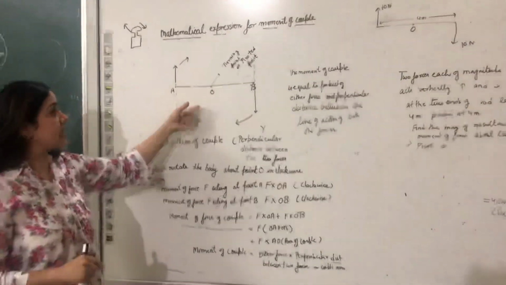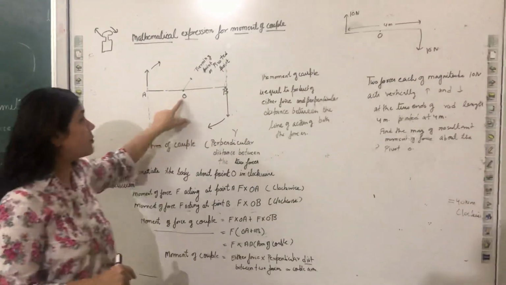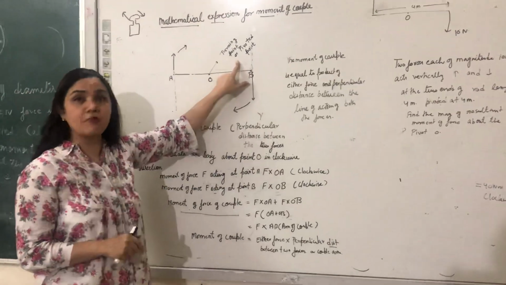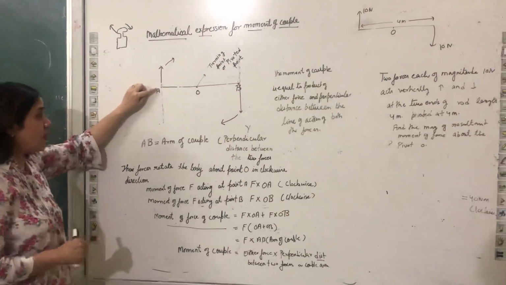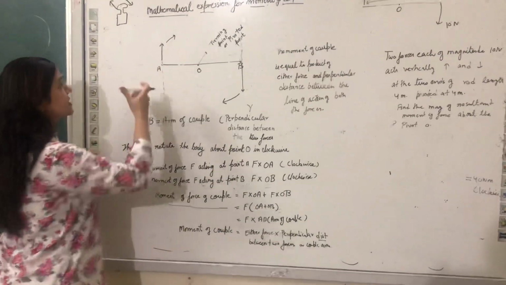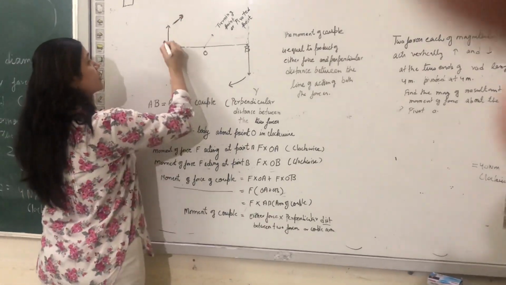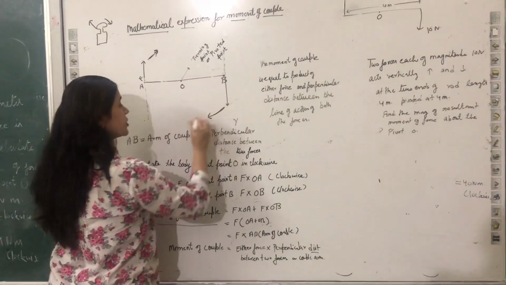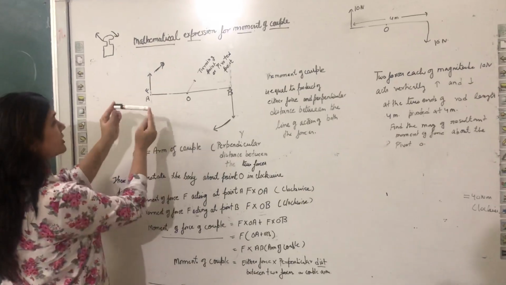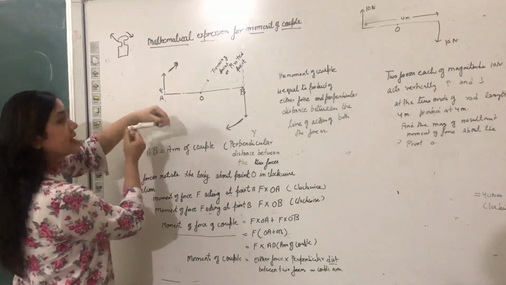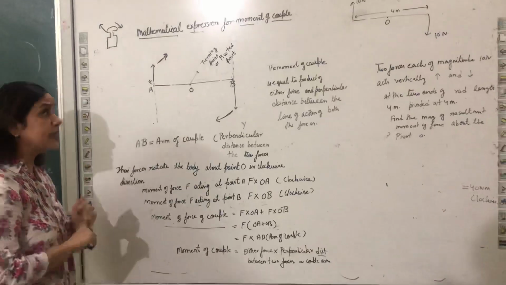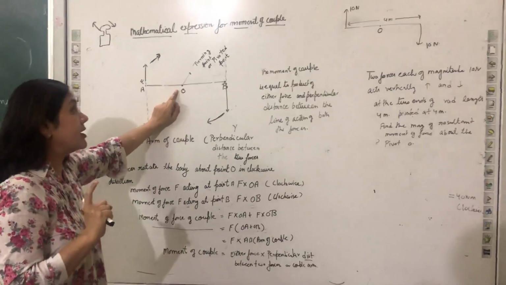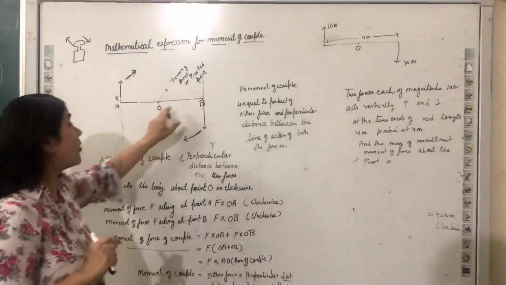As I have given the example, this rod AB and this point O, this is the turning point or the pivoted point. At the point A, force is applied like this. This is the direction of force. The other force is at B. This is the direction of force. So when you apply a couple of forces, the rod is going to turn about the point O. This point O is known as the pivoted point or the turning point.